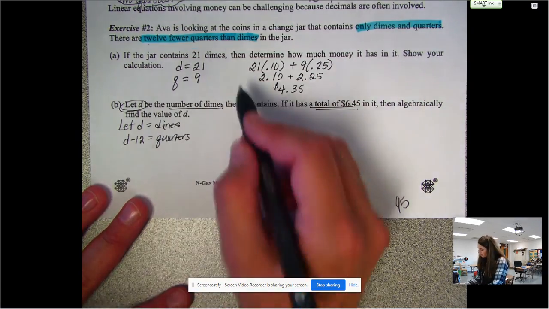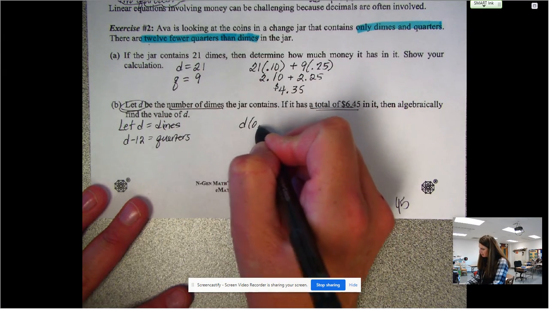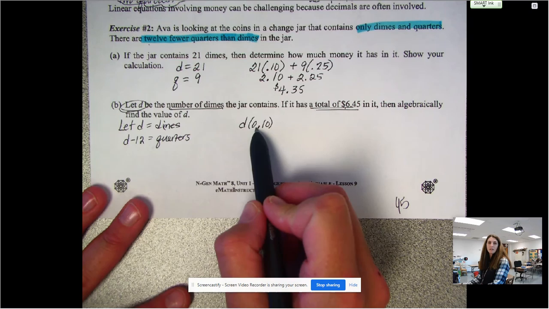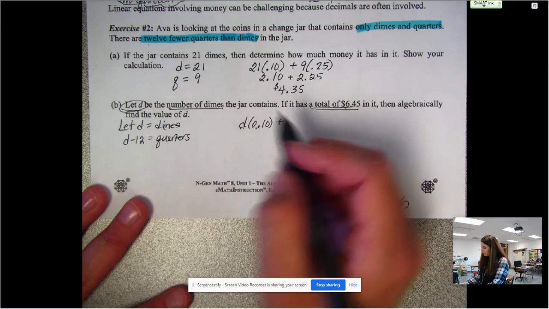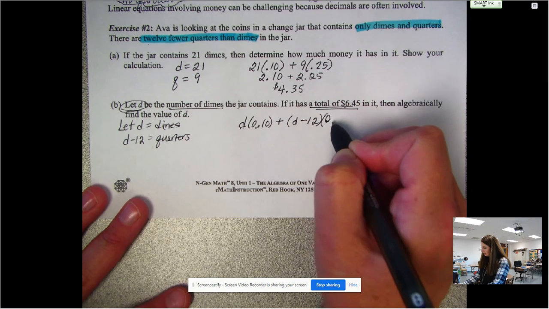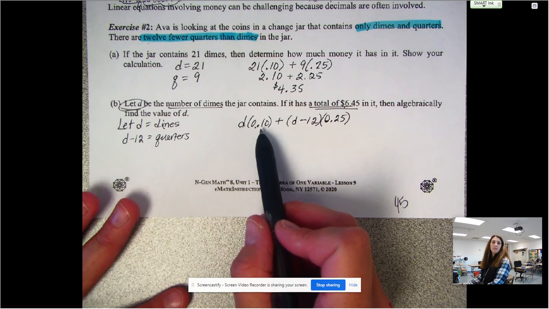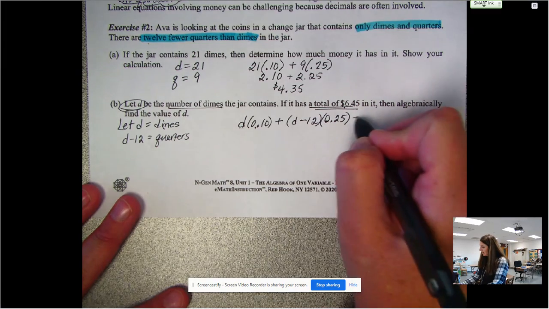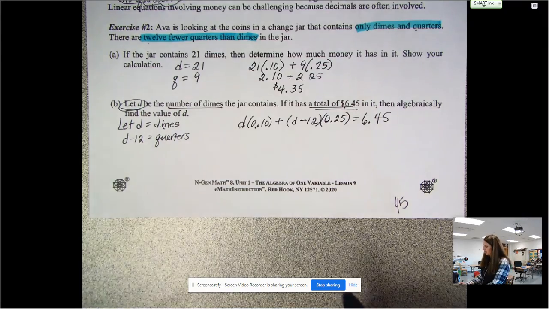Okay, so let's start off saying that we have D dimes, and we're multiplying that by our 10 cents. Because we have the money value, we have to include the money value with the number of dimes. Plus, instead of writing 9, I have to write the expression D minus 12, and I'm multiplying that by the 25 cents. So we're adding the value of the money that the dimes give us and the value of the money that the quarters give us. And that equals $6.45. Okay, we're going to have a lot of work here, but that's okay. We can do this.